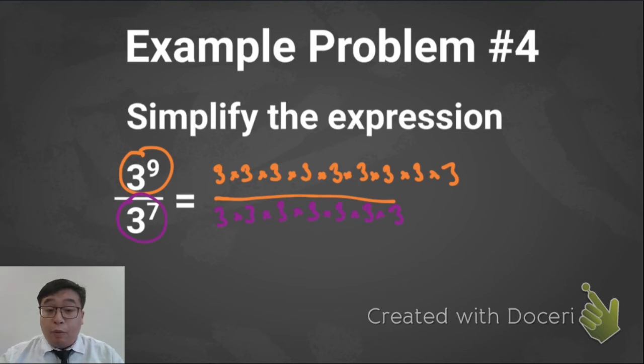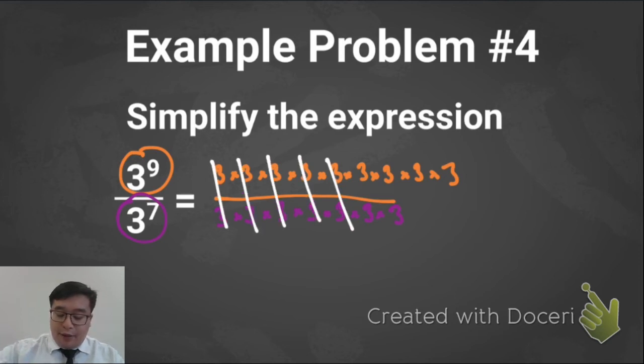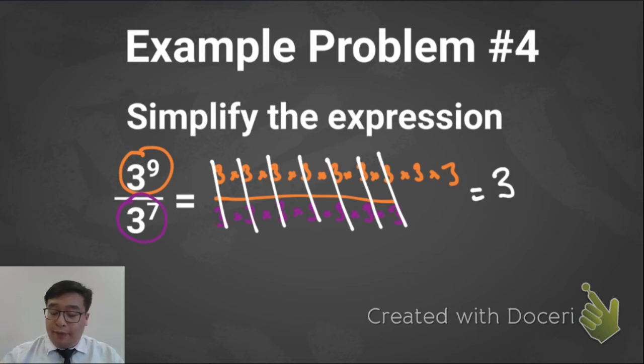Do you remember when we have a number on top and bottom of the fraction, what happens to these numbers? When we have the same numbers on top and bottom, we can cancel them out. So all of these are going to cancel out. So how many 3's do we have left over being multiplied together? I know that my base is going to be 3. And since there are 2 of them left, this is 3 to the 2nd power.